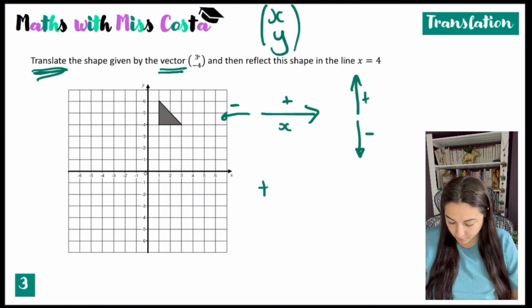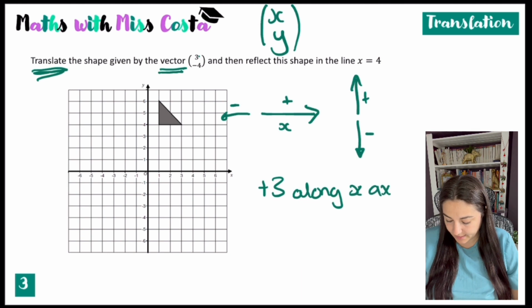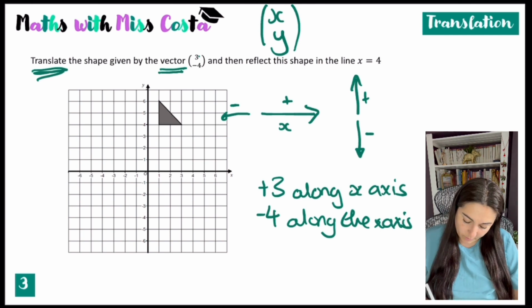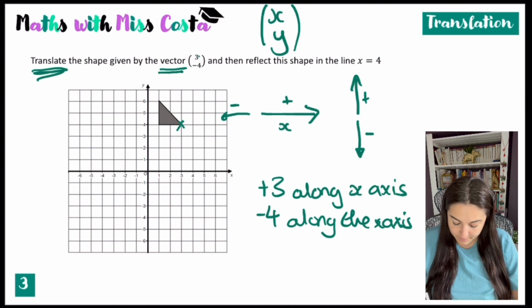So that means a positive 3 along the x-axis, and a -4 along the y-axis. So essentially a movement of 3 across and 4 down. The way I translate a vector is to pick a point on your shape, and I go 1, 2, 3 across and 1, 2, 3, 4 down.